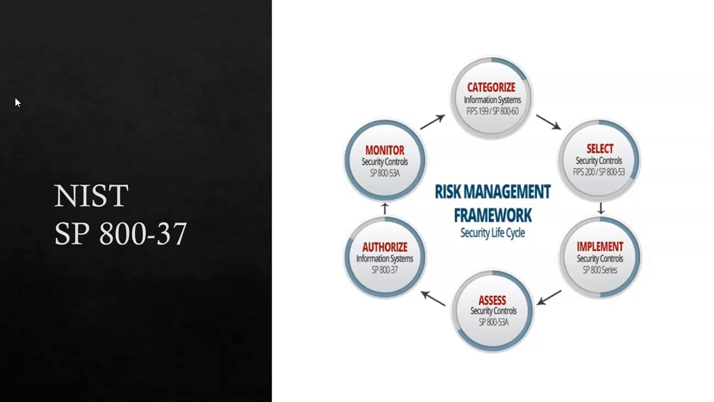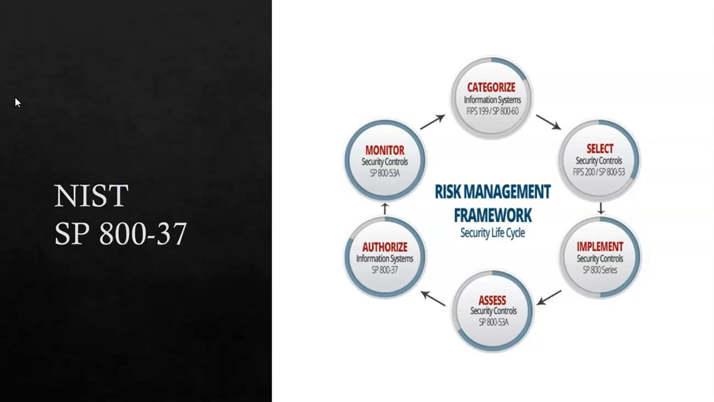FIPS 199 helps to categorize an information system based on the potential impact of the loss of the CIA values. FIPS 200 helps in setting a baseline set of controls using the 17 security areas of control identified, and the details of each specific control are given in NIST Special Publication 800-53, which is the recommended security control for federal information systems.